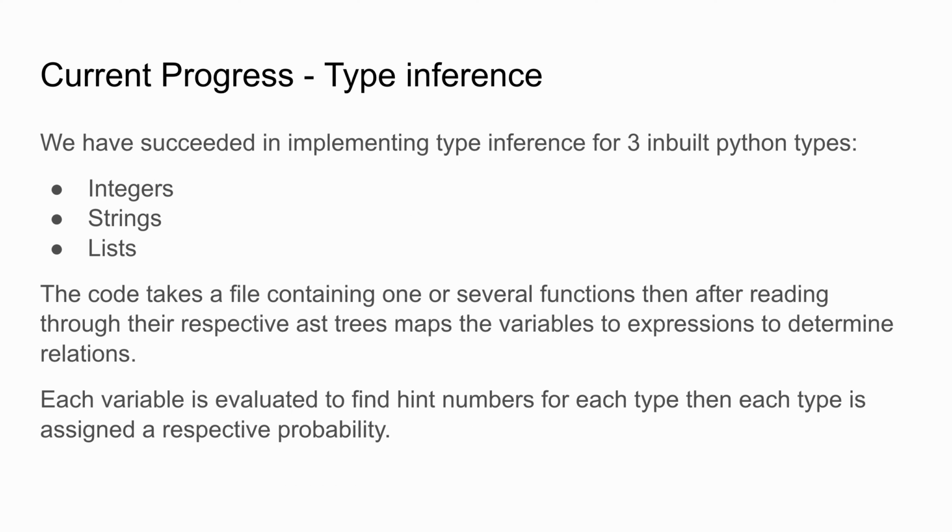For our current progress, our team successfully implemented a type inference system for Python, focusing on integers, strings, and lists. This system reads through abstract syntax trees and maps variables to expressions to establish type relationships. Variable evaluation is then performed to derive numeric hints assigning probabilities to each type. This enables dynamic type inference and provides a probabilistic understanding of variable types.